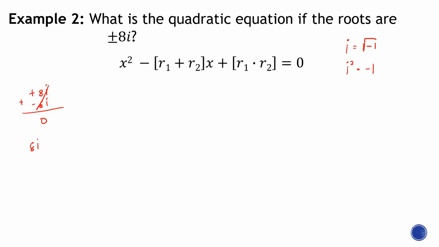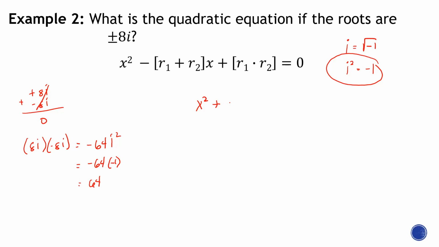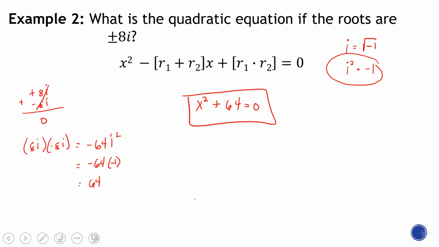So let's do the multiplication. So that's 8i times negative 8i. So 8 times 8, negative 8 times 8 is equal to negative 64. i times i is equal to i squared. Now we already established here that i squared equals negative 1. So negative 64 times negative 1, and that gives us positive 64, which means that the answer here is x squared plus 64 equals 0.